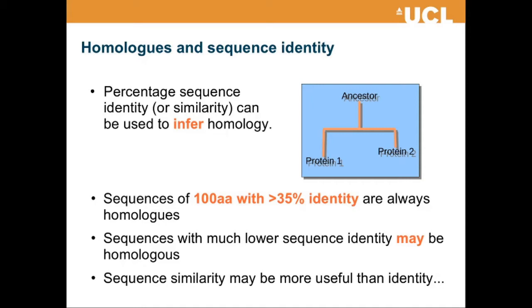In fact, sequence identity between homologues can be very low. You can find instances of proteins that you absolutely know are not homologues because they share no structural similarity, no functional similarity, and they can have 15% sequence identity. But proteins that we know are homologues because they have a very, very similar structure and they share some functional similarity can have sequence identities as low as 10%.